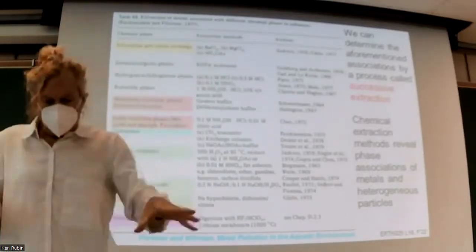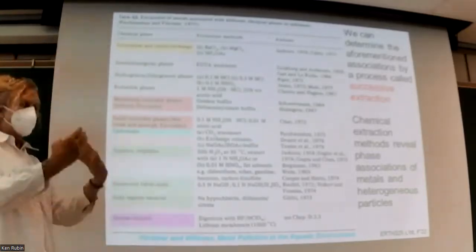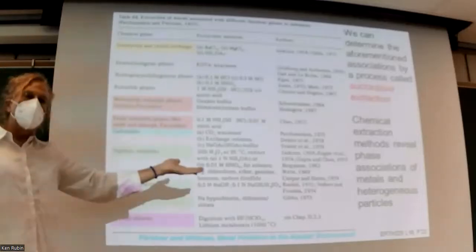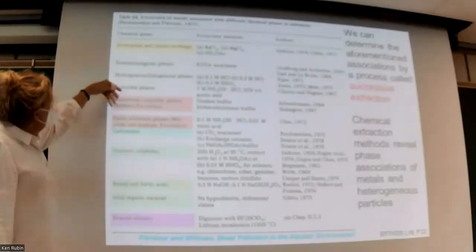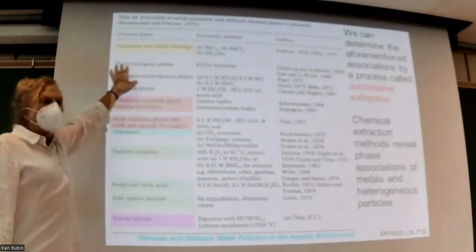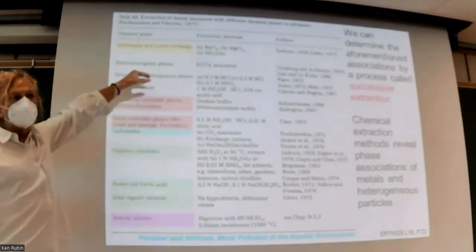So we populate all the CEC sites on that clay, for instance, with barium, and all the other stuff gets pushed off. We just equilibrate, and then we measure everything that came off. So we've got things for detrital and authigenic phases. Can someone define those two terms for me? Does anyone know what those mean?